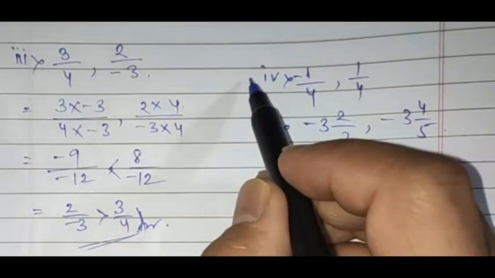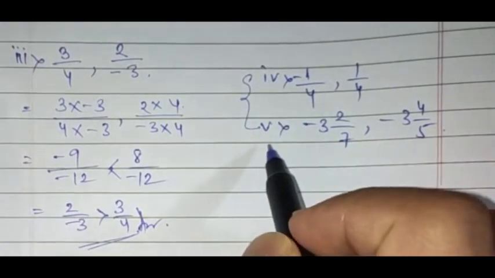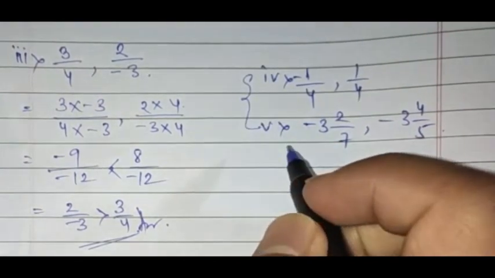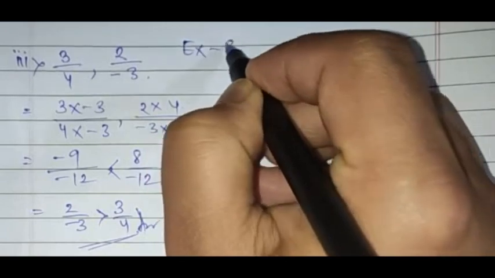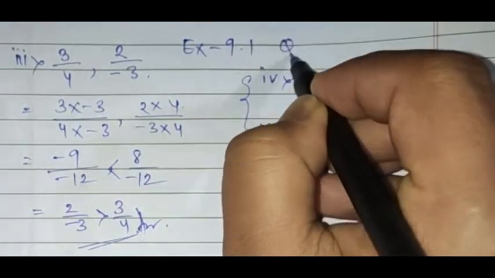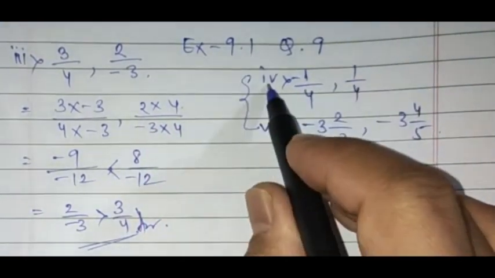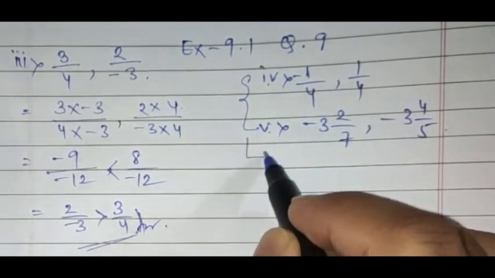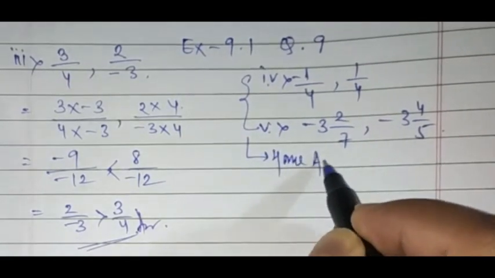Students, we have two more questions left, that is number 4 and 5. This will be a home assignment. Okay, this is from exercise 9.1, question number 9. 4 and 5 will be a home assignment. Okay, you'll try to do it yourself.